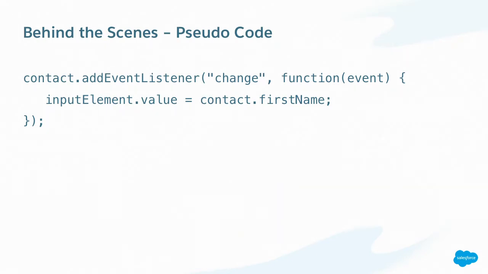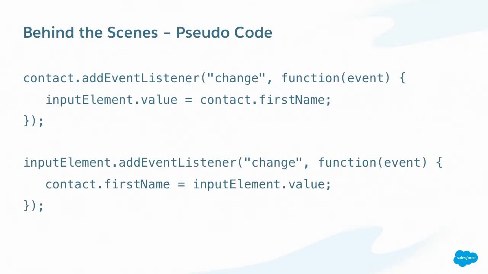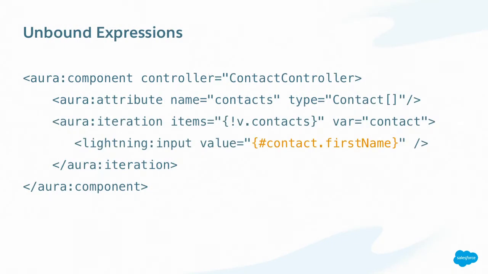Now, look, again, I'm going to go back to my slide. This is in an iteration. I may have a ton of bound expressions here. So convenient, but expensive. So in a recent release, we introduced unbound expressions. Very similar syntax, but instead of curly exclamation mark, it is curly hashtag. And that is called unbound expression.